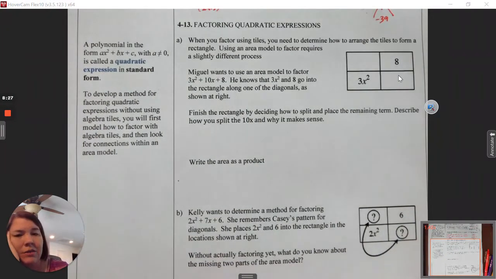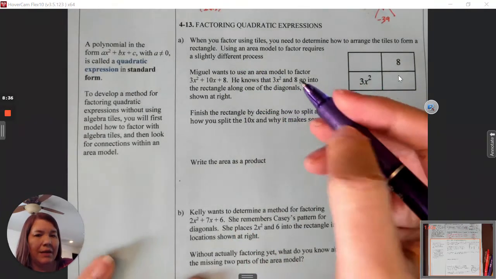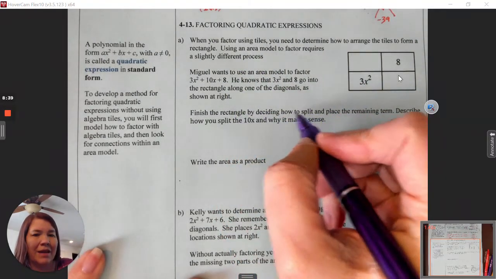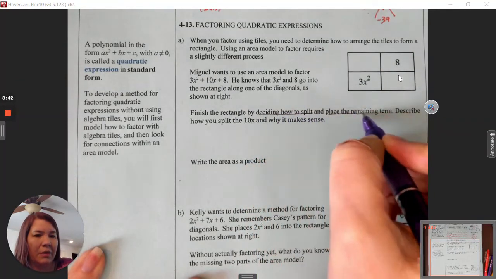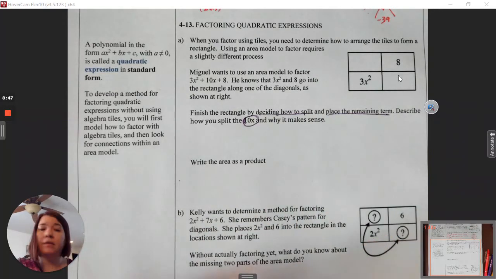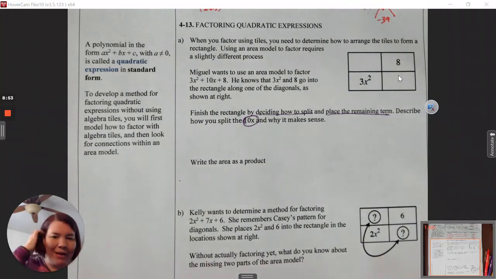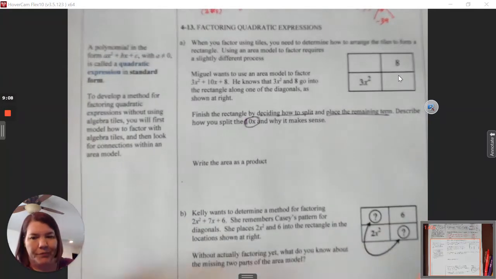So how are we going to split 10x? Finish the rectangle by deciding how to split and place the remaining term. We need to split 10x into two pieces. Now there's lots of ways to split 10x. I can split it as 1 and 9, or 2 and 8, or 3 and 7, or all sorts of choices. But there's too many because I can also use positive 21 and negative 11 to make 10x. So I need to be really careful here.